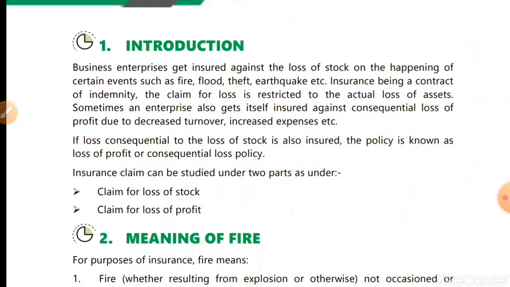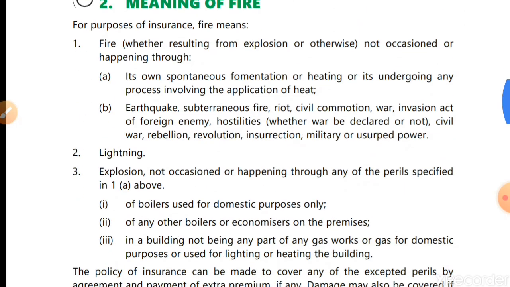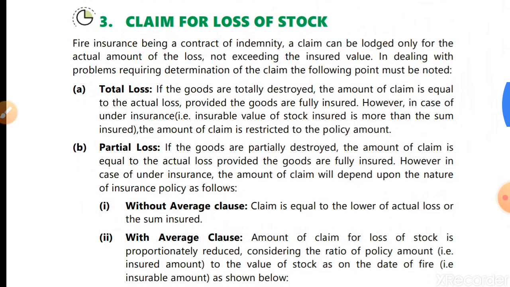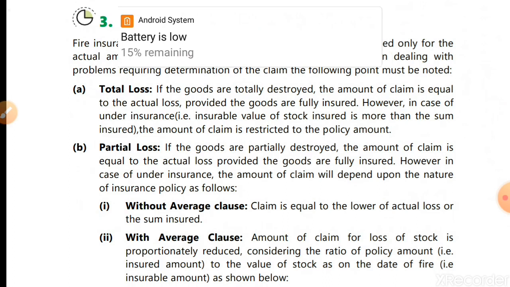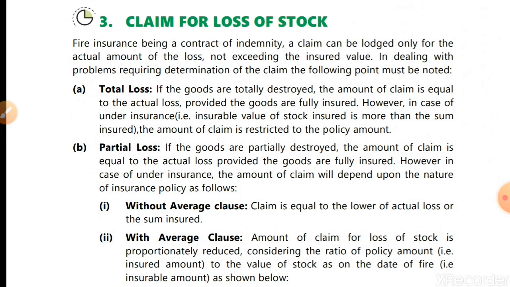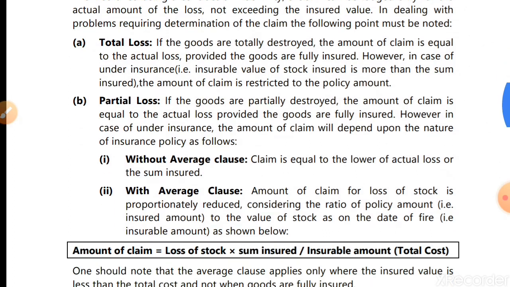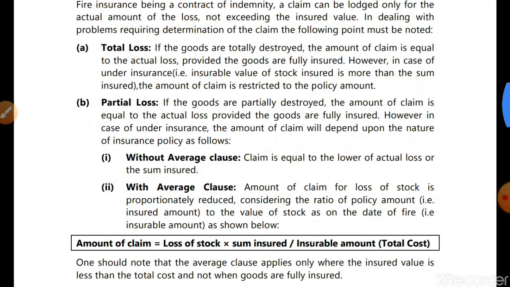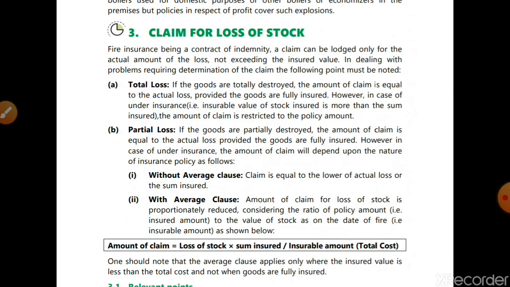Loss can occur because of such things as fire, floods, theft, earthquake, etc. Just now I have explained total loss, partial loss, with average clause, without average clause. This is what we need to study, and how to calculate.